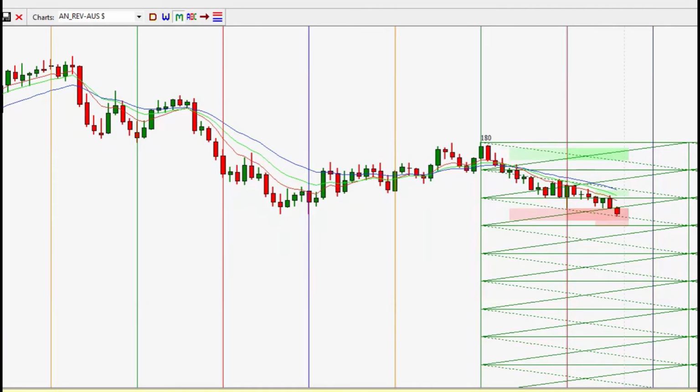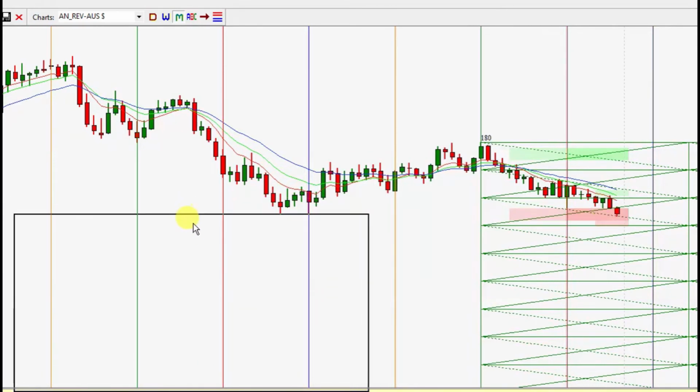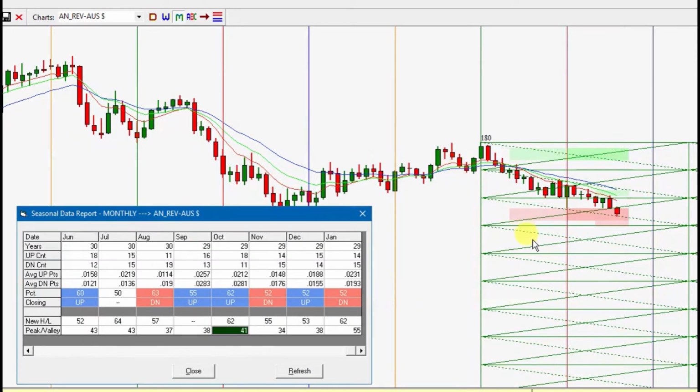Now, what I would also like to do is show you a very, very valuable tool that is found in our Provisions charting software. It's called a seasonal data report. And you can see here that it is referring to the month of August of this year, that it would have been a down month and then followed by two bullish months. The months of September and October being historically bullish for the Australian dollar. So this also supports our expectation for a bullish Australian dollar going into the month of September.